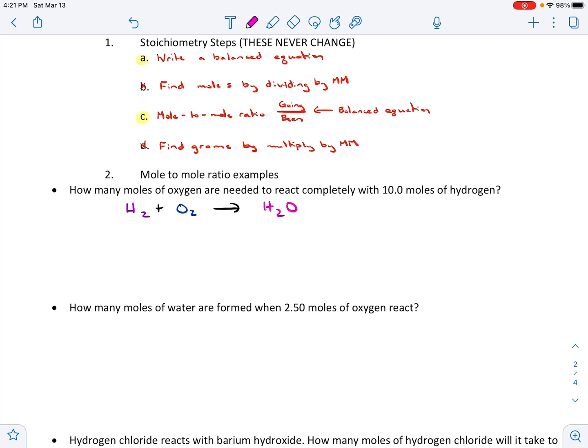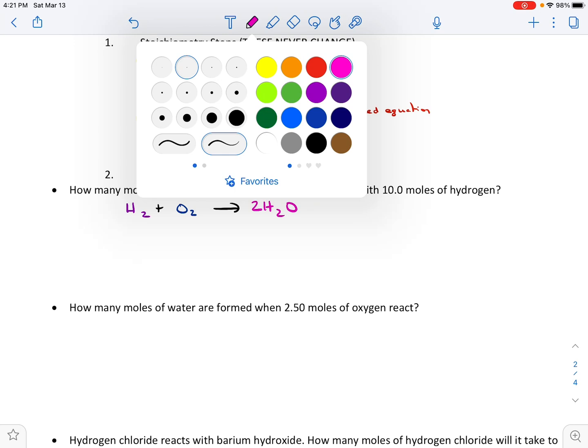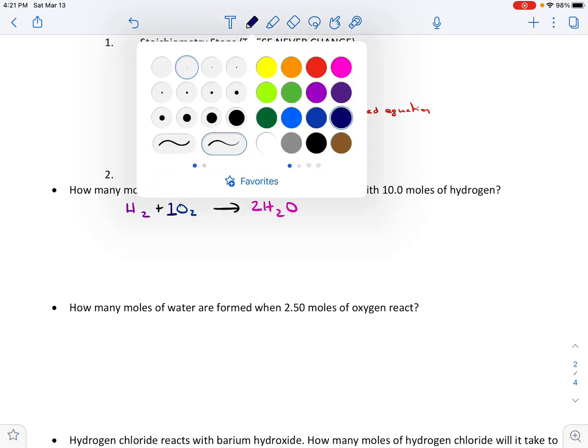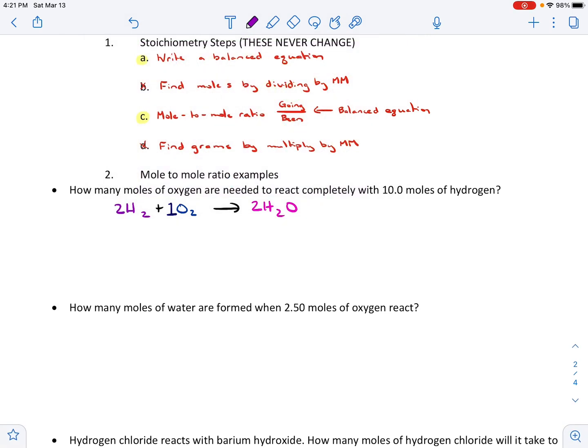All right. So eventually we're going to have a 2 right here. We're going to have a 1 in front of the O2, and we're going to have a 2 in front of the H2. And there is a reason that I did it in different colors, because hopefully you'll see that in just a second. So let's go through our question here and make sure we know what we're looking for.